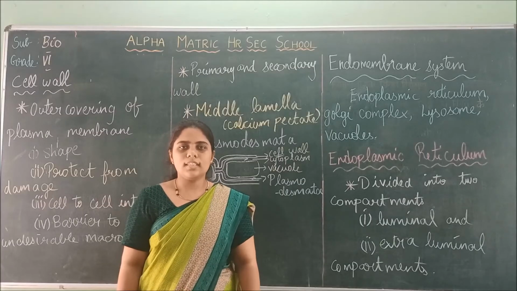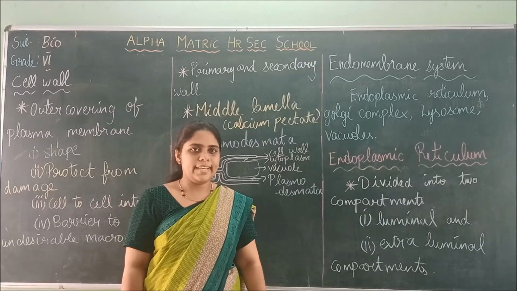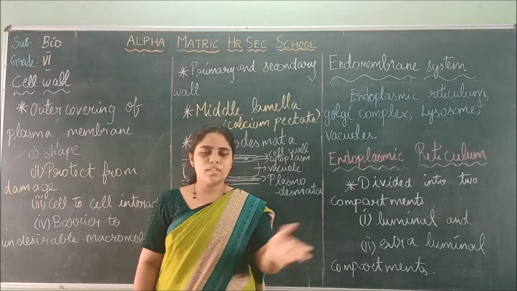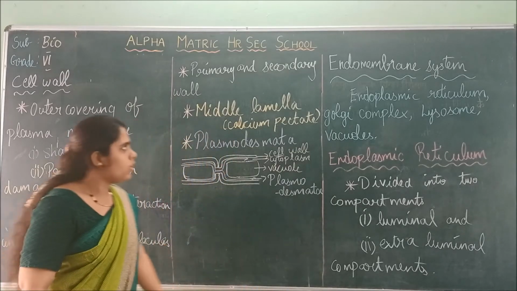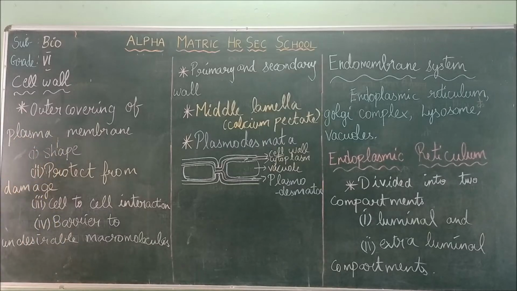The next organelle is the cell wall. We are going to see that. We saw about the plasma membrane and now the cell wall. So what is the cell wall? It is the outer covering of the plasma membrane. The plasma membrane is there and over that another covering is there, that is called the cell wall.